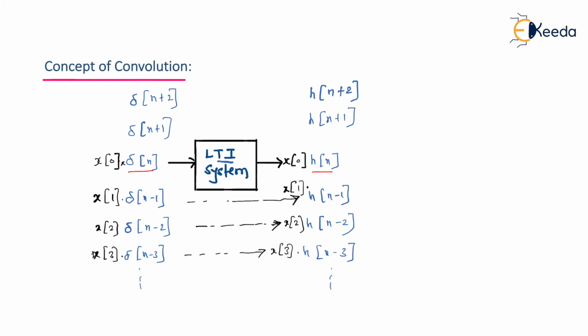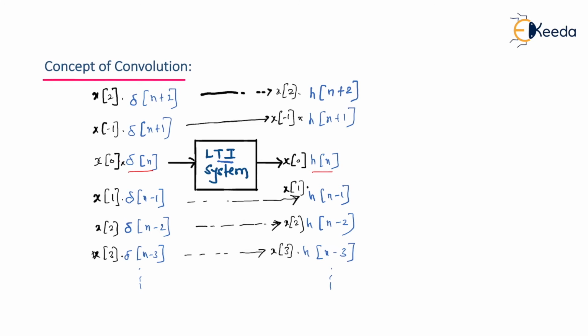And it is applicable for advanced impulses also. That is, suppose I multiply del of n plus 1 with x of minus 1 and apply it to the LTI system, then the respective output is x of minus 1 times h of n plus 1. Similarly, if I provide x of 2 times del of n plus 2 as input to the same LTI system, then the respective output would be x of 2 times h of n plus 2.